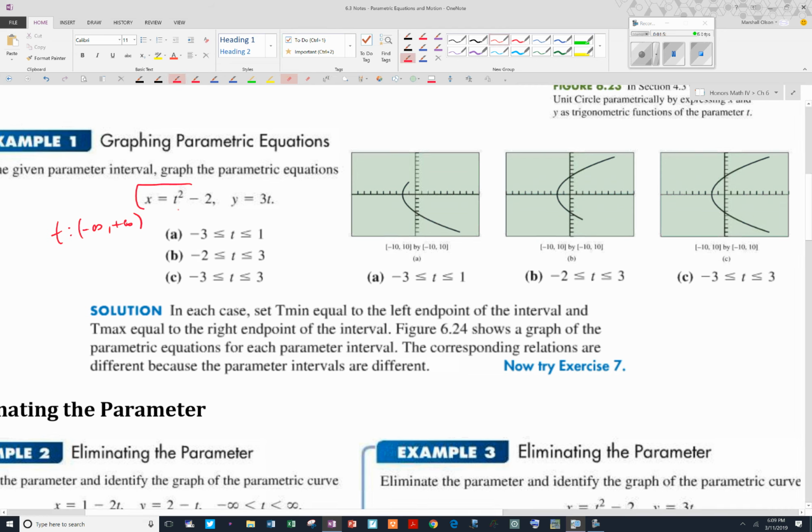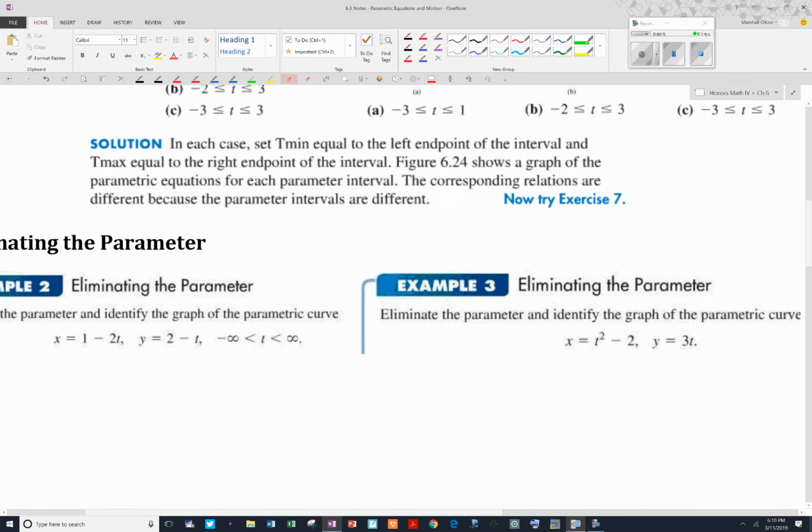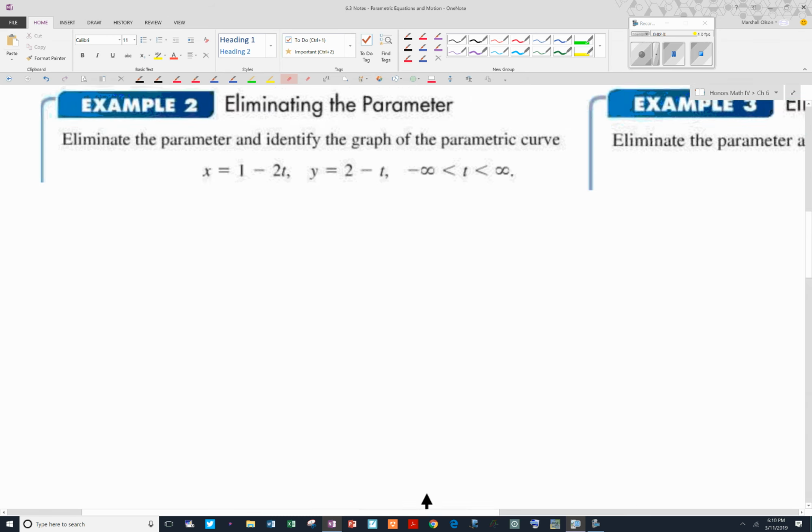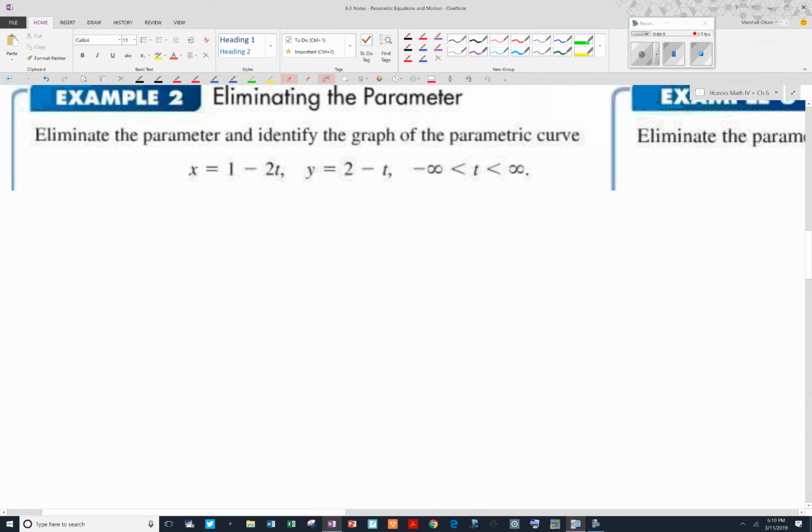These two equations defined for x and y again give us this horizontal parabola that we have shown on the right there. So let's get some practice again eliminating the parameter. These directions say to eliminate the parameter, which means we want to write these as one function, y in terms of x, and then identify the graph of the curve. What that means is we want to tell what it is. Is it a line? Is it a parabola? Is it a cubic function?